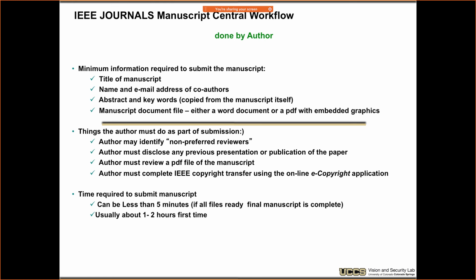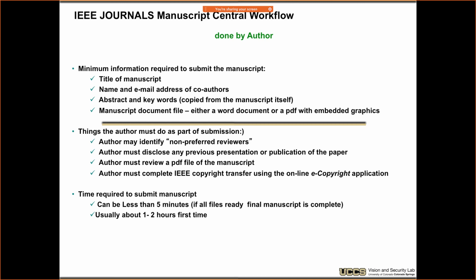So you basically go in and you have to have the title, the email address of all your co-authors, abstracts and keywords, which you really get from the manuscript itself, your manuscript document, either as a Word document or a PDF with embedded graphics. I strongly recommend you do the PDF with embedded graphics. They sometimes mess up Word even if you give it to them. And in the end, for almost all IEEE journals, you're giving them LaTeX source. You're not giving them a PDF. You're giving them a LaTeX source and they will reformat it.